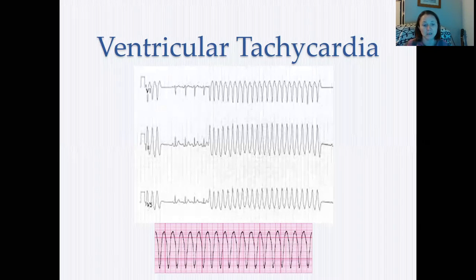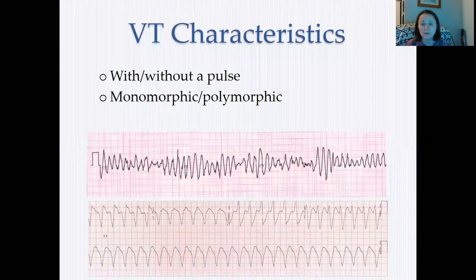So how you treat it is going to depend on the characteristics of the ventricular tachycardia. So let's check that out. As I talked about, we talked about the narrow and wide complex tachycardia. With ventricular tachycardia, you can have a pulse. We don't see that as much, but you definitely can. I've seen somebody maintain VTach with a pulse for a very long time, actually. So you can have these wide complex tachycardias with a pulse.